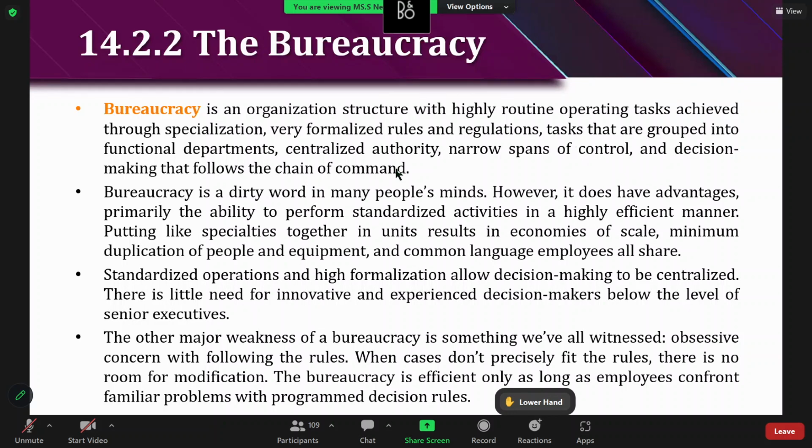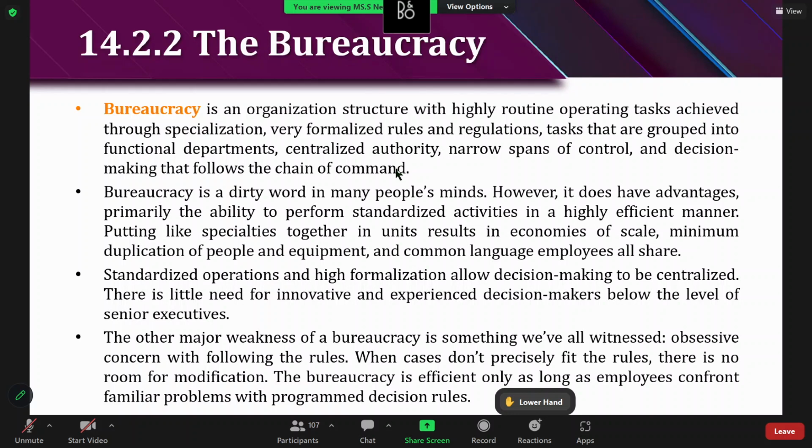So if we want to make a decision, it has to go through the chain of command. Top management cannot immediately take the decision and let the people do their duty. It has to follow the chain of command, and information sharing also follows the chain of command. So bureaucracy is a dirty word in people's minds normally. However, it does have advantages as well.